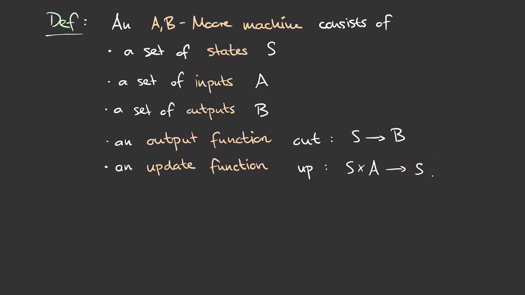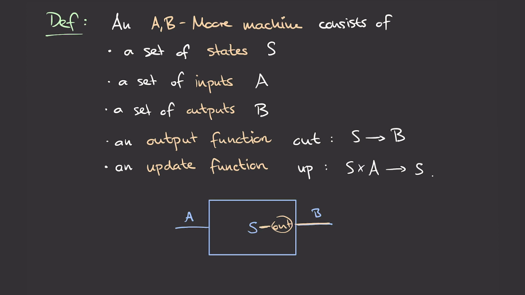Pictorially, we can draw an A-B Moore machine as a box. So I'll put S here to indicate its set of states. Then I'll draw a box around it. And finally, I'll put the input set here in a wire going into the system and the output set here in a wire going out of the system. Now the output function, what does it do? It takes some state of the system and produces an output. So in our picture, the output function would take a state from S and then use that to produce an output in B.